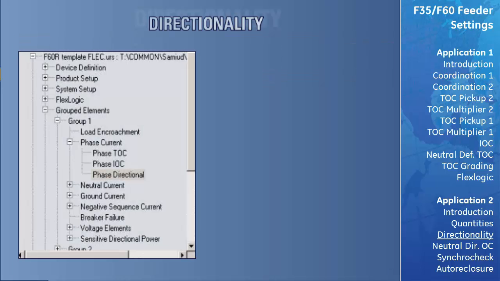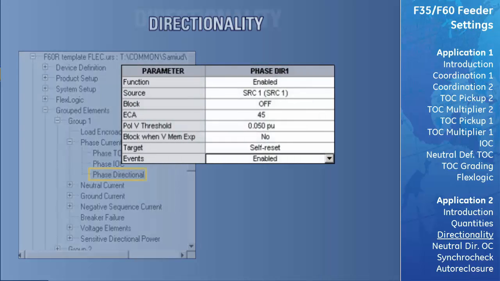We will begin by setting the phase directional element within the F60 relay. The signal source setting selects the current source and polarizing. The ECA setting is used to select the element characteristic angle, which is also known as the angle by which the polarizing voltage is shifted in the leading direction to achieve dependable operation. As stated earlier, the rule of thumb for setting the ECA angle for feeders with a transformer in the protection zone is around 45 degrees, so 45 degrees will be entered. The polarizing voltage threshold is the minimum voltage for which the phase angle measurement will be reliable. This value can be chosen as small as 5% of nominal voltage.